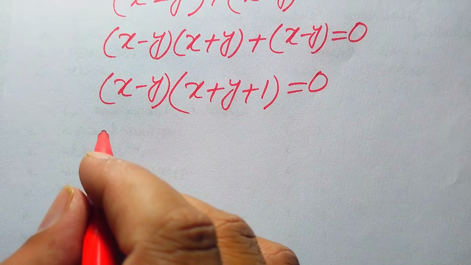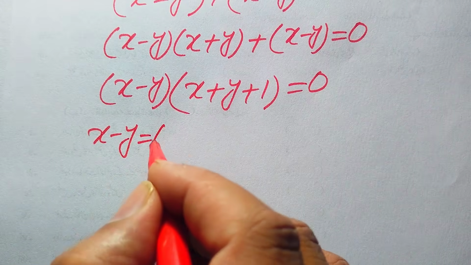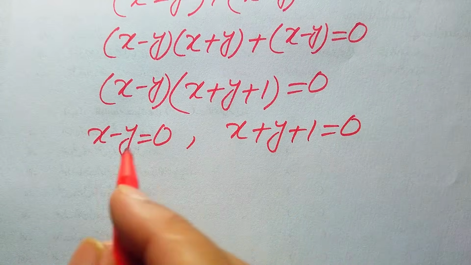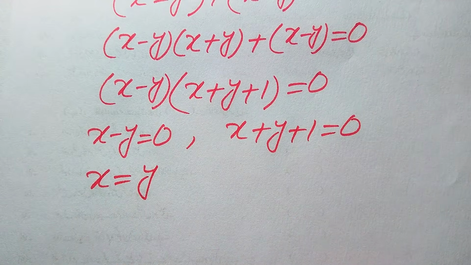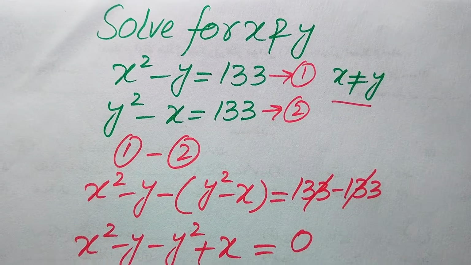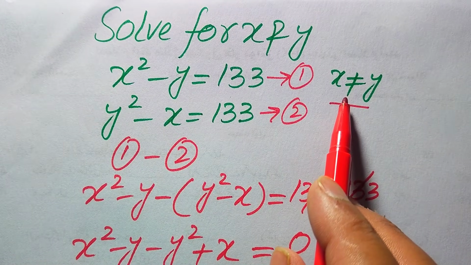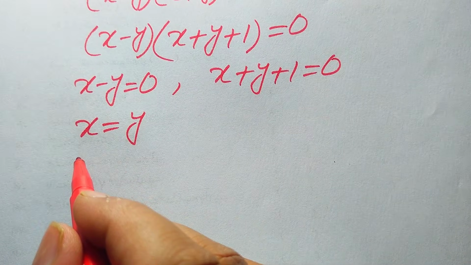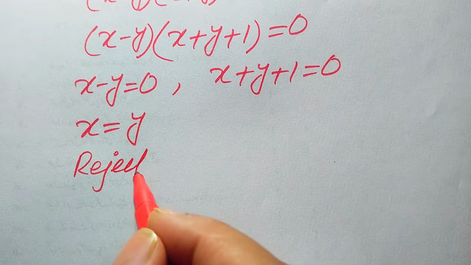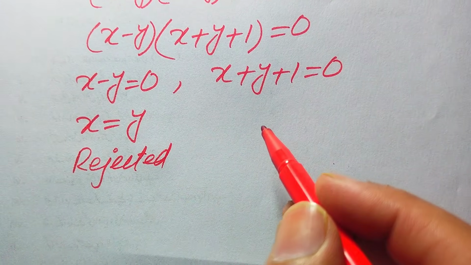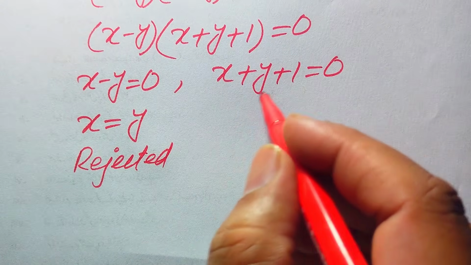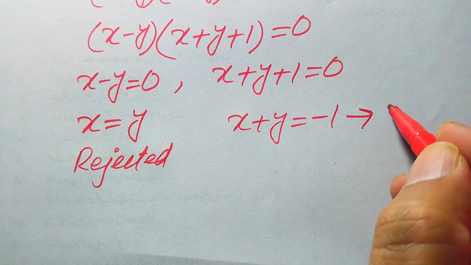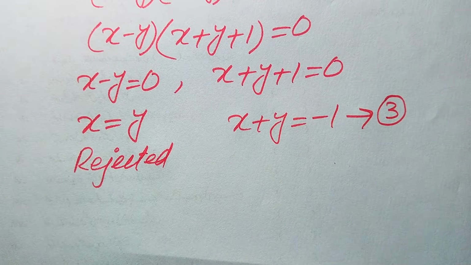And now here we divide this equation into two cases. The first case is x minus y equals 0, and the second case is x plus y plus 1 equals 0. From here we easily get x equals y. But at the start of the problem, we have a restriction that we solve this problem for distinct values of x and y, or in other words x is not equal to y. So if x is equal to y, this is not a possible case, it is against the restriction. We reject this case and proceed with this case only. From here we move plus 1 to the right hand side and we get x plus y equals minus 1, and we call this equation number 3.